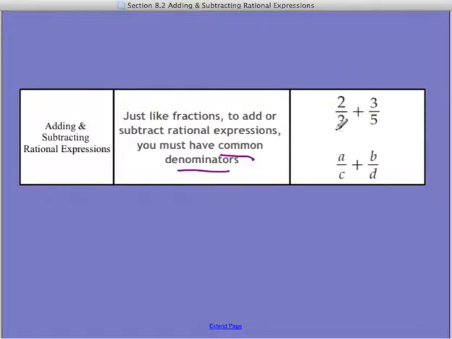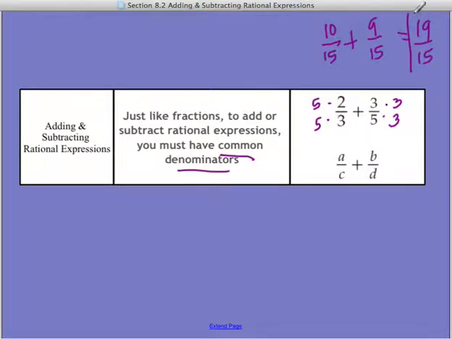So here's a quick little example. We would have 2 over 3 plus 3 over 5. And in order to add them together, I'd have to get a common denominator. So I'd have to multiply this by 5, because my common denominator would be 15, and this one by 3. So I would have 10 over 15 plus 9 over 15. And then 10 plus 9 is 19 over 15, and so that would be my answer. Same idea here, but now we're going to be working with variables.